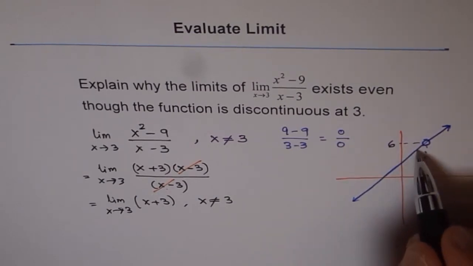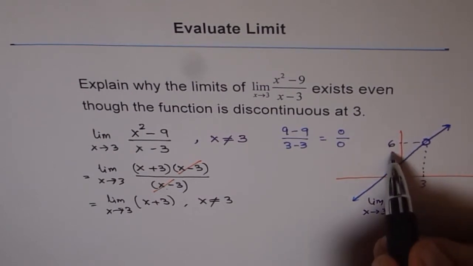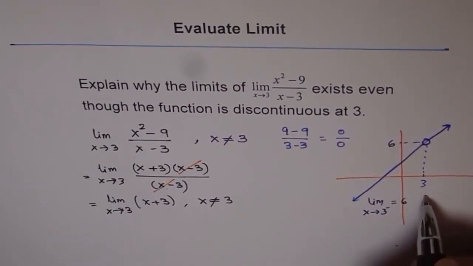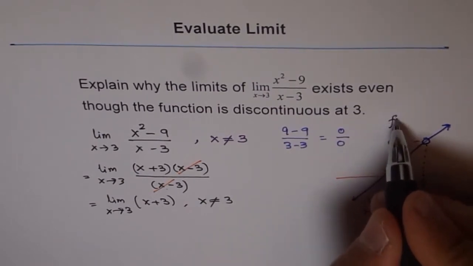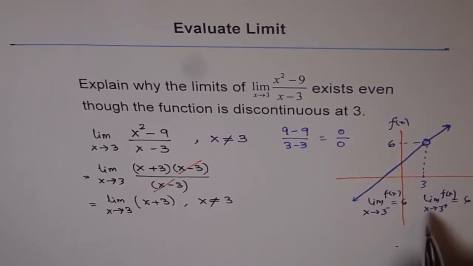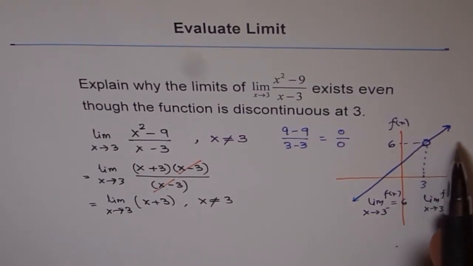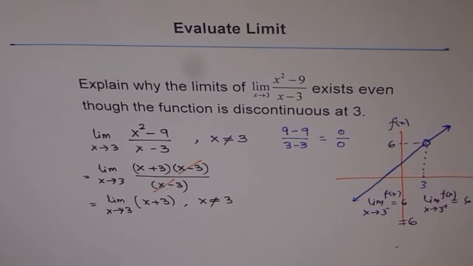So the limit of the function as x approaches 3 from the negative side is 6, from this side. And the limit of the function when you approach 3 from the positive side is also 6. We're talking about the limit of the function. So as you approach 3 from both sides, the limit is the same and equal to 6. Therefore, by the definition of limit, the limit exists and the value is 6.